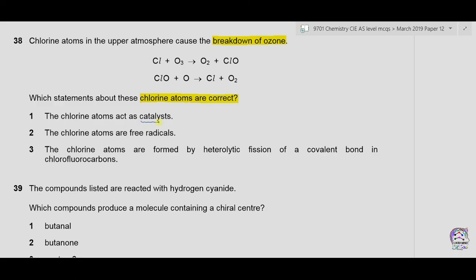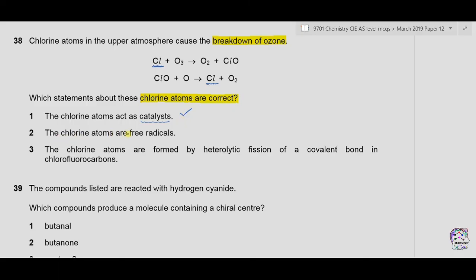Now catalyst is such a substance that is involved in the chemical reaction and it is not consumed and it is also produced in the product. So we can see chlorine atom is starting this chemical reaction and again chlorine atom is being formed in the product, so therefore it is behaving as a catalyst. So option 1 is correct.